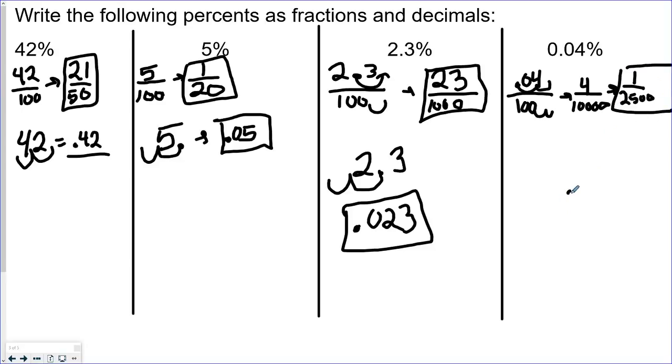Decimal form would be 0.04. Jump it left twice. So we have 2 empty jumps this time. So we have 2 zeros, 1, 2, and then 0, 4. So that would be the decimal form. Again, when you're jumping from percent to decimal, you always jump left and you always jump twice. No more, no less.